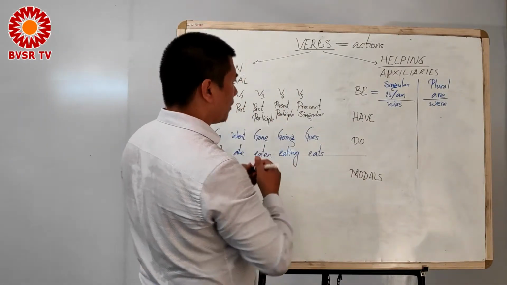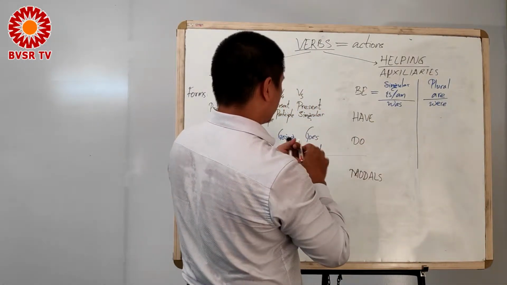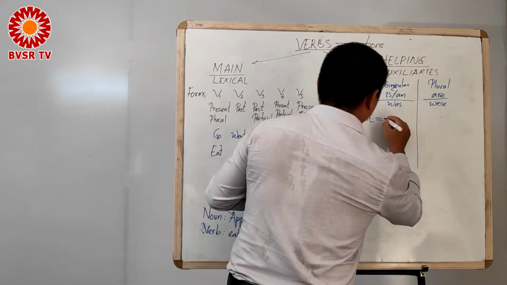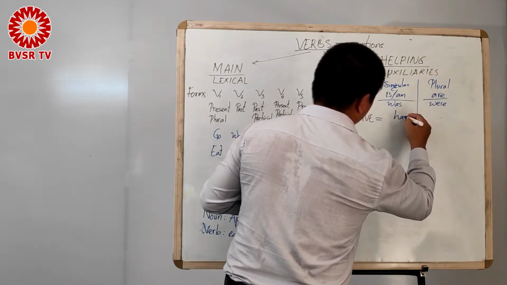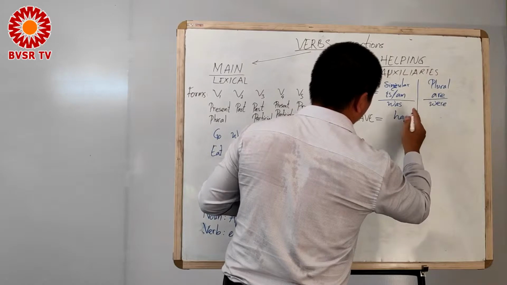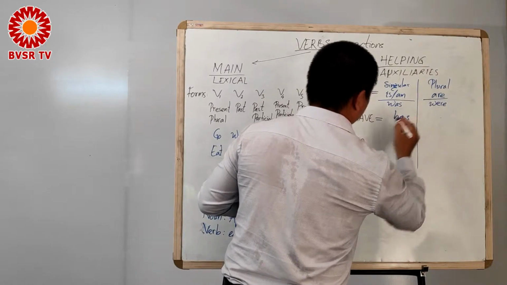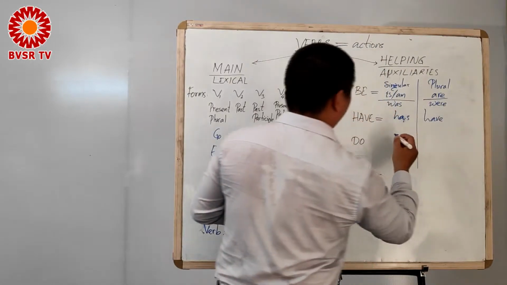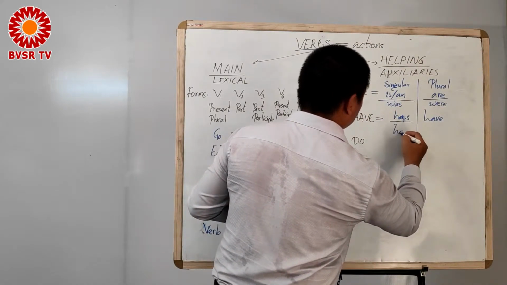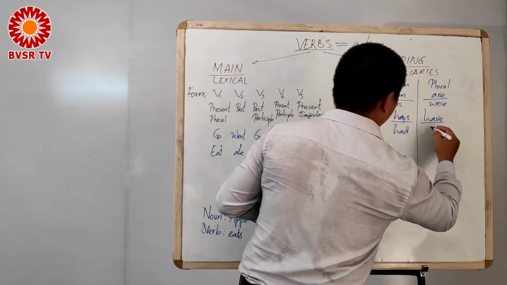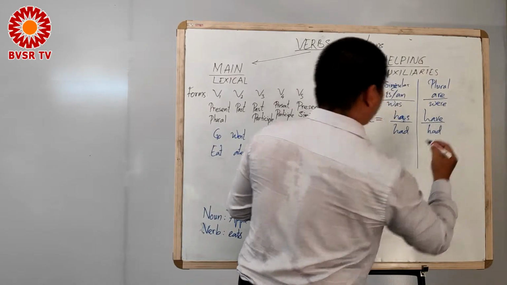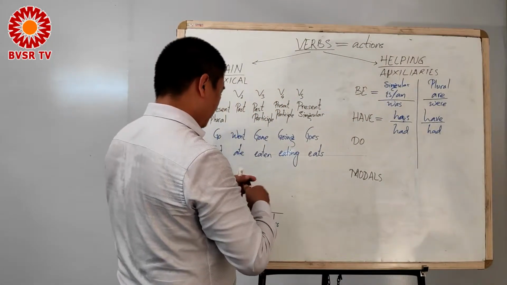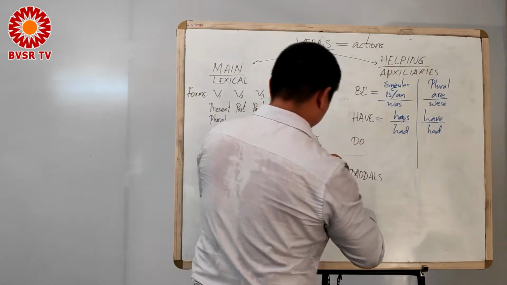Let us learn more about have. What is the singular of have? Has, H-A-S, has. What is the plural? Have. What is the past of has? Had. And the same is with have also. What is the past of have? It is had. Fine.